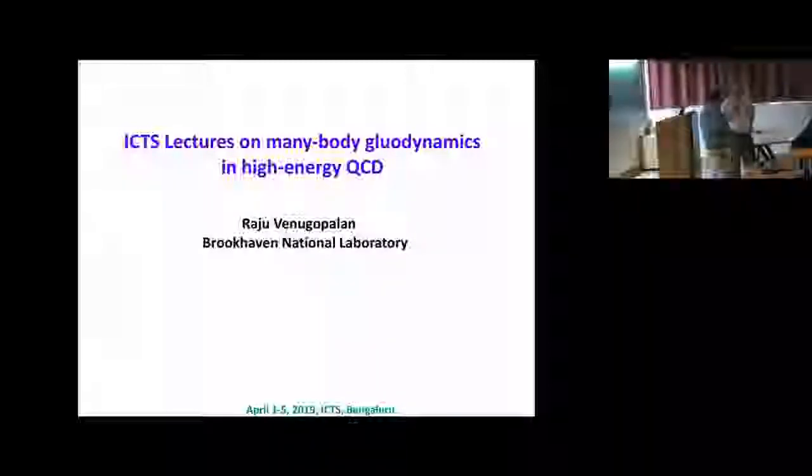So it will introduce you to the field, and this will give a broad overview of where we stand in terms of understanding the initial states of QCD matter. And Raju, apart from being an excellent researcher, is also an excellent teacher. So I would request more questions from the students that will make this session more interactive.